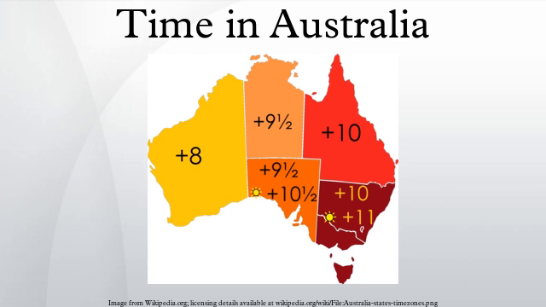IANA Time Zone Database. The 13 zones for Australia is given by Zone tab of the IANA Time Zone Database. Columns marked off from the Zone tab.